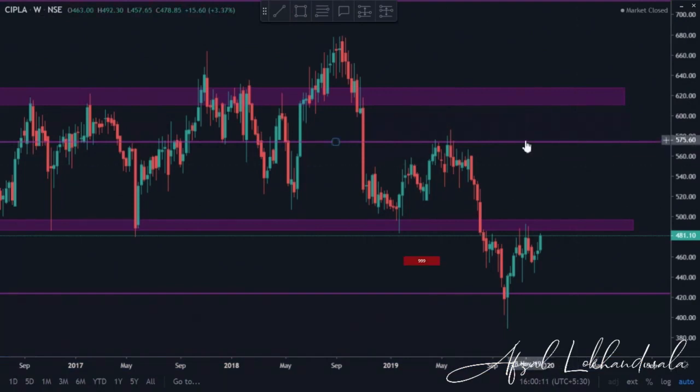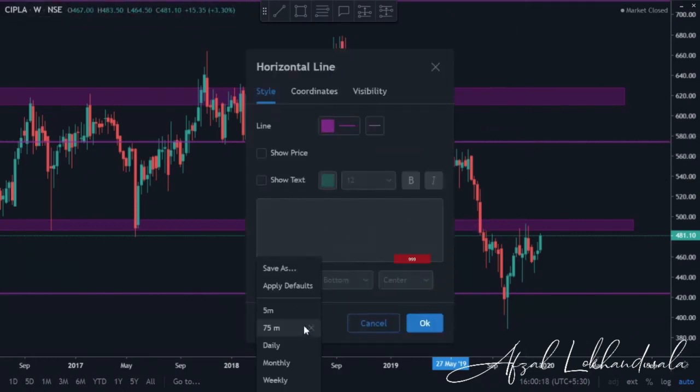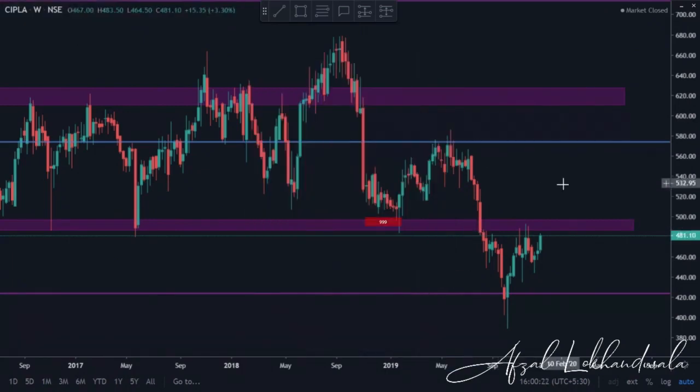So we will apply our weekly template which we have created using our earlier lectures. We will double click on this, open template and select weekly. The color changes to blue and the visibility settings change as per the weekly time frames.